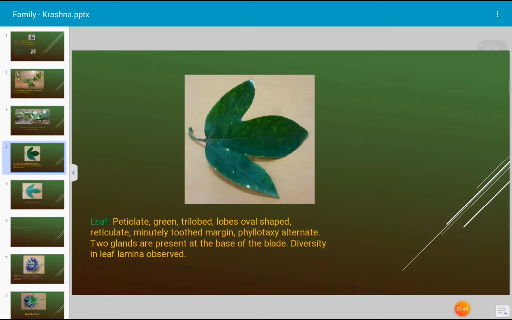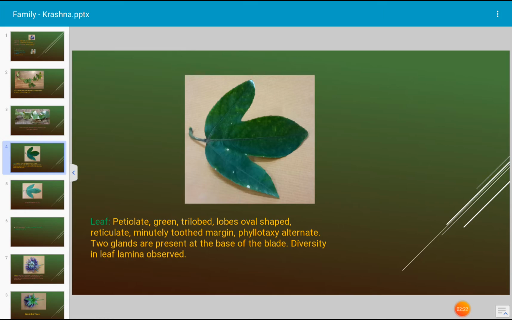Okay, next. This is the leaf of Passiflora incarnata. The leaf is petiolate. It has a stalk-like structure, hence it is petiolate. The leaf is green. It is trilobed, three lobes are there, and the lobes are oval in shape. Venation is reticulate, a network of veins is present in the leaf. It is a member of dicot. The margin is toothed. It is not entire, a minutely toothed margin is present.